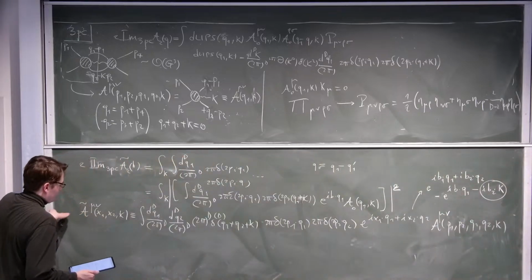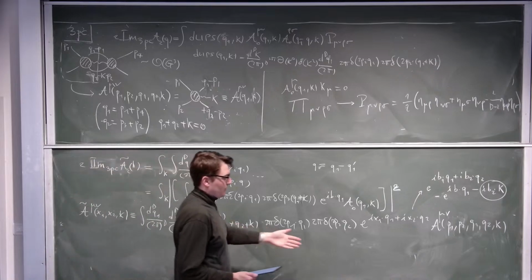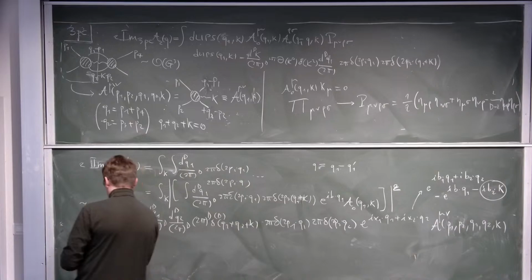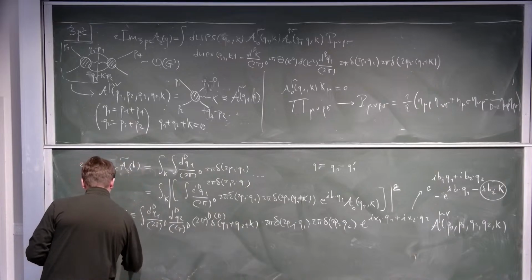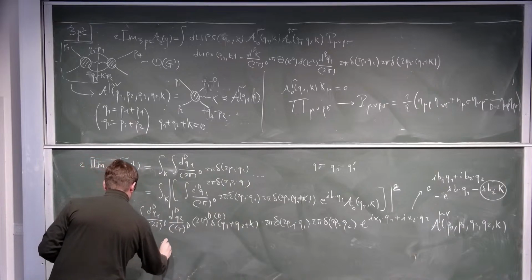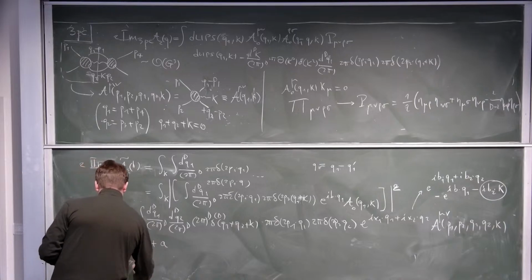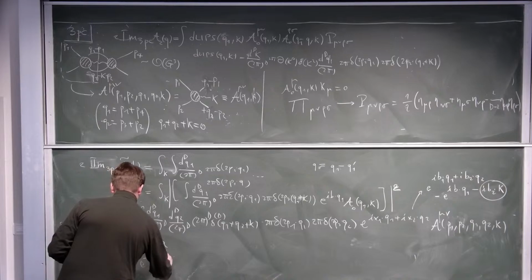But it's important in order to make sure that this transforms, for instance, in the right way under translation, right? You can check that if you shift, then the amplitude will transform as e to the minus i a dot k.